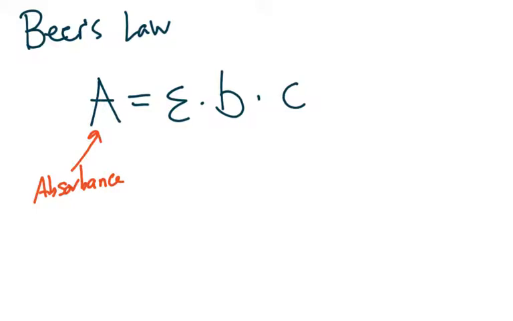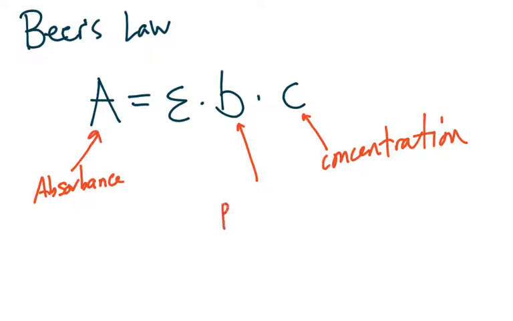This also helps us understand why absorbance is a nicer quantity than transmission, because it is linearly dependent on the concentration of the absorbing species, the path length, that is, the distance that the light passes through the sample, and a property inherent to the species or the molecule itself that's called absorptivity.